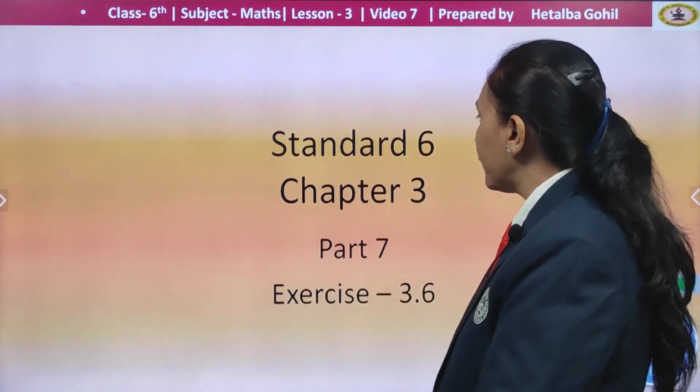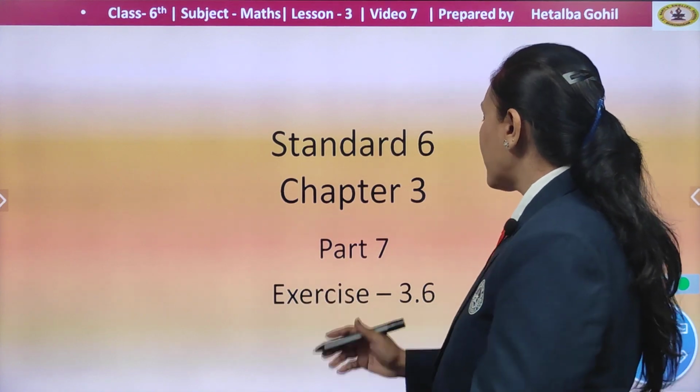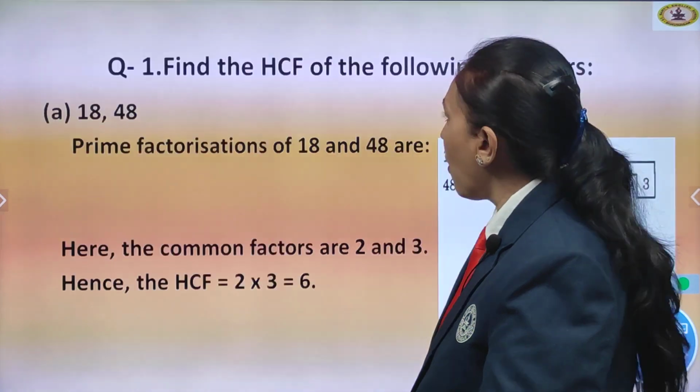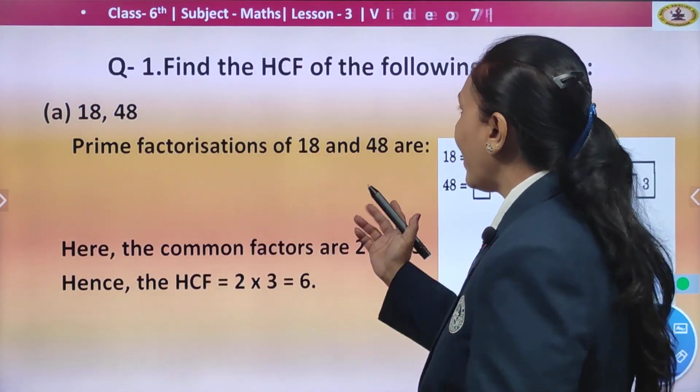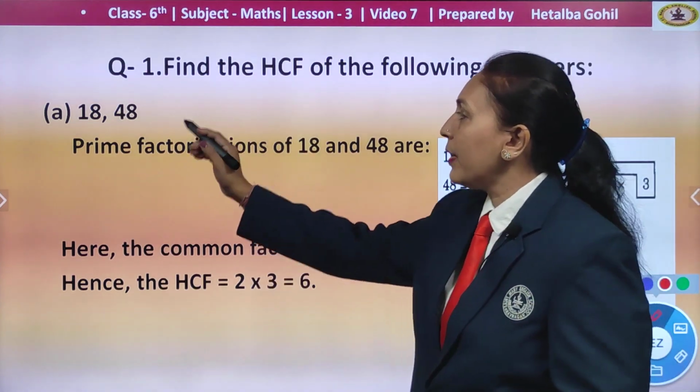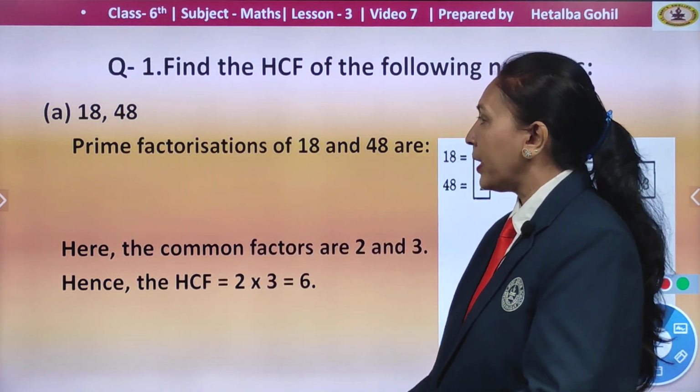Today we'll continue further in this video with the next exercise 3.6 using the concept of HCF. We have to find here HCF, that is the question number 1 here. The first given numbers to us are 18 and 48.